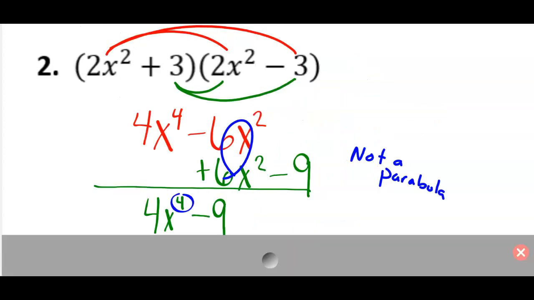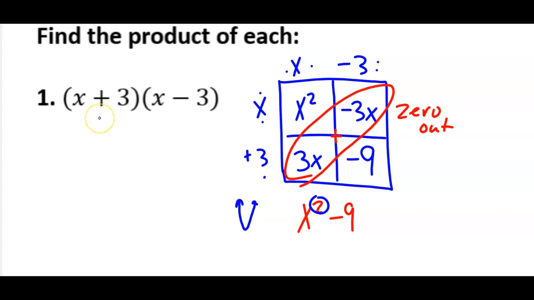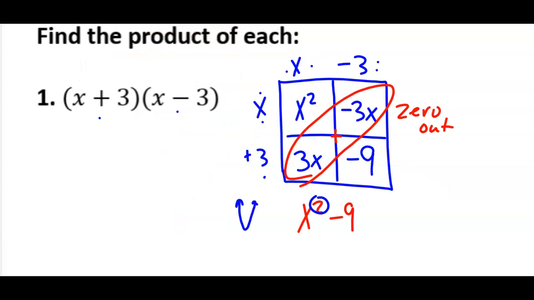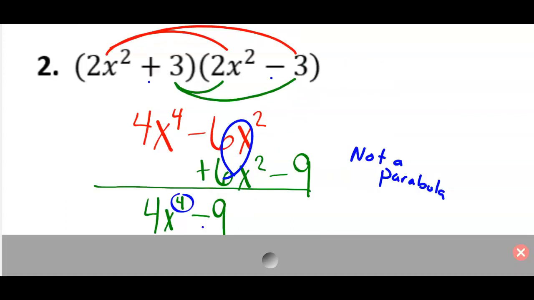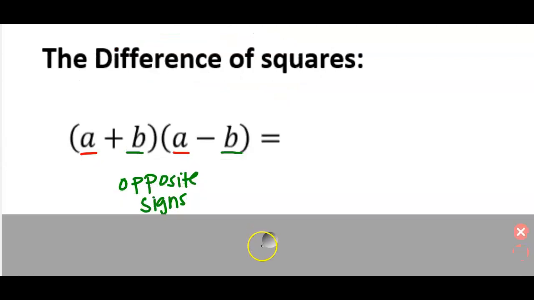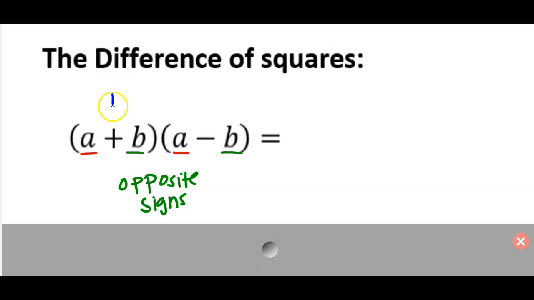Making sure you notice, is there a pattern? This is a plus, this is a minus, and I get a minus here. This is a plus, this is a minus, otherwise they're exactly the same. And I get a minus here. This is called the difference of squares. The difference of squares is a rule that we've got. It only happens when we have opposite signs. And it says that a squared minus b squared is going to be your answer.